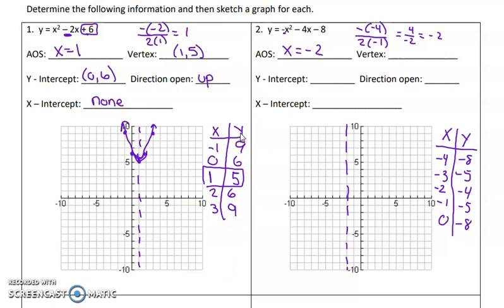All right, so let's plot these points. When x is -4, y is -8. When x is -3, y is -5. When x is -2, this should be on our axis of symmetry, y is -4. When x is -1, y is -5, and when x is 0, y is -8. Okay, so we're gonna make this a nice U. This time our U is upside down.